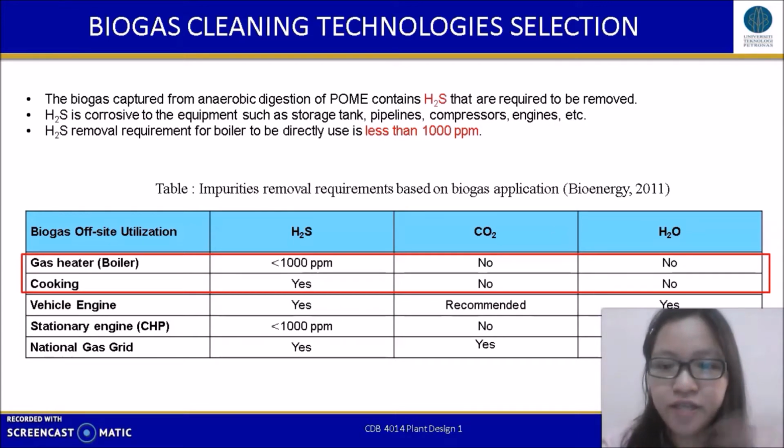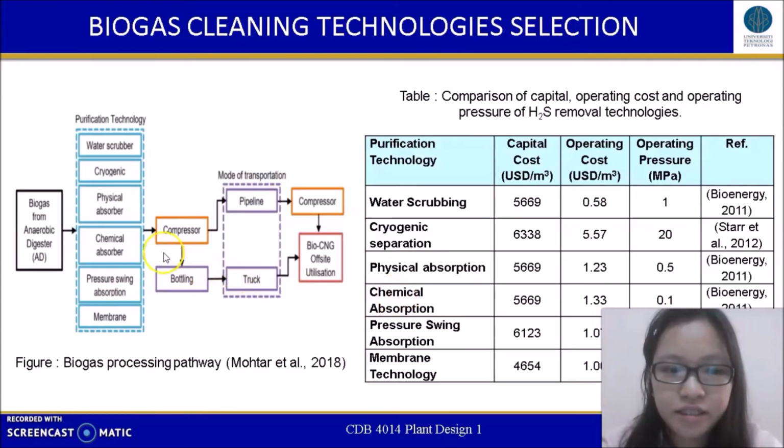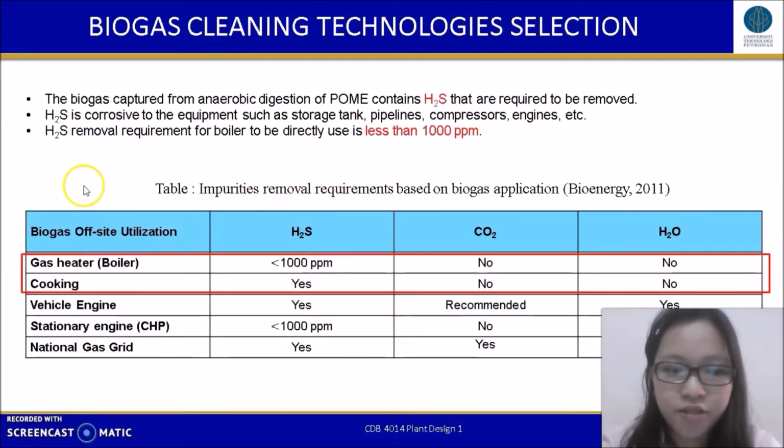As illustrated in the figure here, there are 6 purification technologies available: water scrubbing, cryogenic separation, physical adsorption, chemical adsorption, pressure swing adsorption, and membrane technology. According to this table, H2S is required to be eliminated for cooking gas application, as the H2S removal requirement for a boiler to be directly used is less than 1000 ppm. Further purification of biogas is not needed after removing the H2S for cooking gas and industrial heating applications.